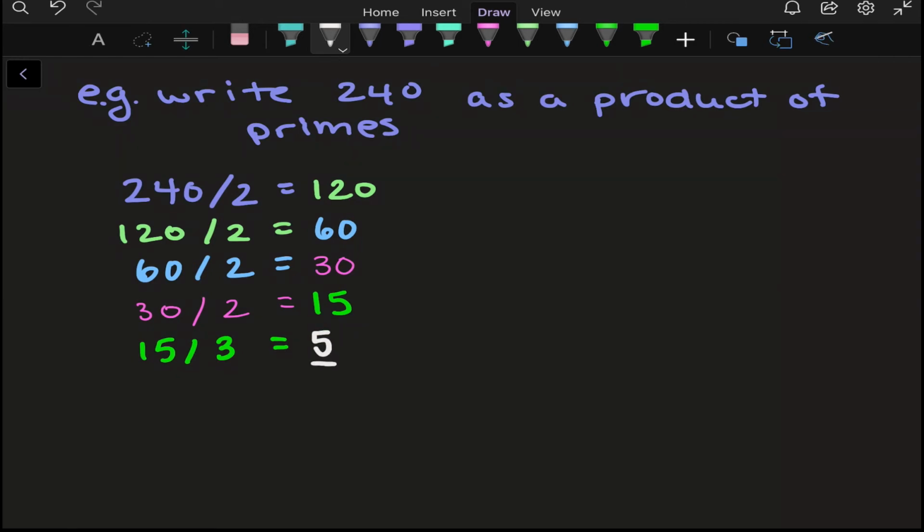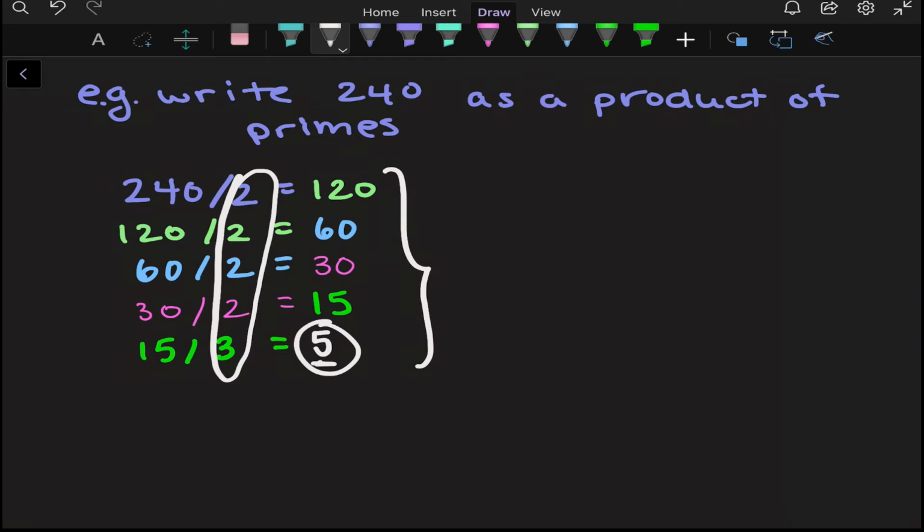So we know we're done, we've hit a prime number. So then I can write this as all of these multiplied together and this one. So there's a lot of 2s, so we've got to make sure we include them all, right? So 1, 2, 3, 4 2s times 1 3 times 5 is equal to 240. Pretty straightforward.